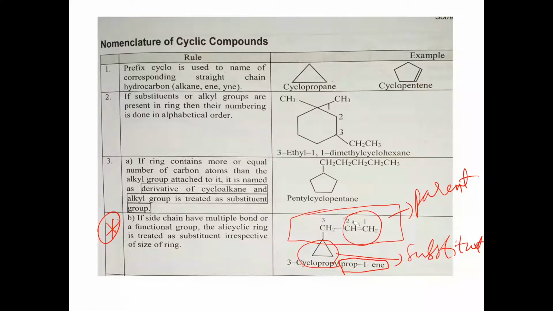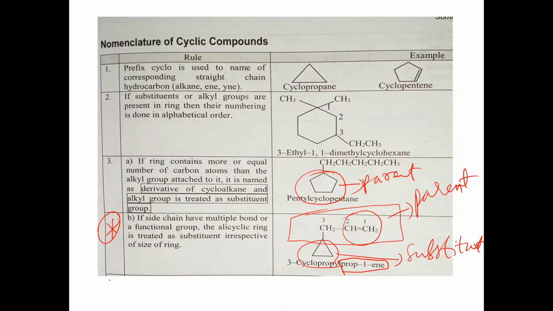So why is the side chain taken as parent? Understood? The double bond is there. In the previous case, why is the ring taken as parent? Because in the side chain there is no multiple bond or functional group, and also there is the same number of carbon atoms in the ring and chain. In this case, we take the cycloalkane as parent, and the cycloalkyl group is taken as substituent. Is the concept clear? This concept is to be understood.